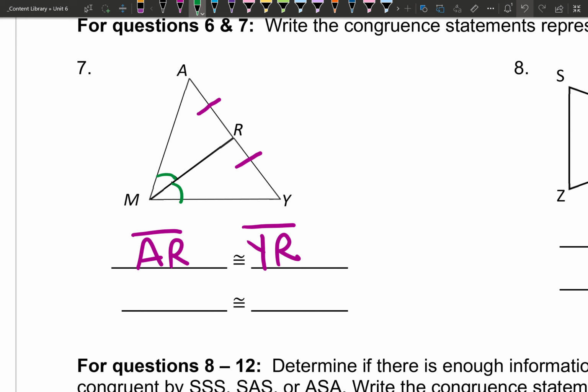Because they are both angle M's, I can't just write angle M as congruent to angle M. I need to write 3 letters. So for the top one, I'm going to use these 3 letters. You can call it AMR or RMA. Doesn't matter. I feel like doing AMR. As long as M's in the middle, you're doing good. For the bottom M angle, I'm going to use these 3 letters. You can call it RMY or YMR. I feel like doing YMR. Either way would be correct. Make sure that M's in the middle.